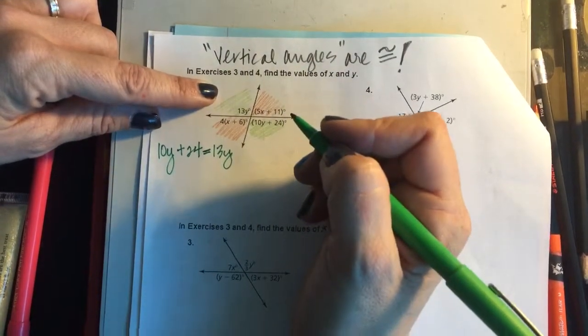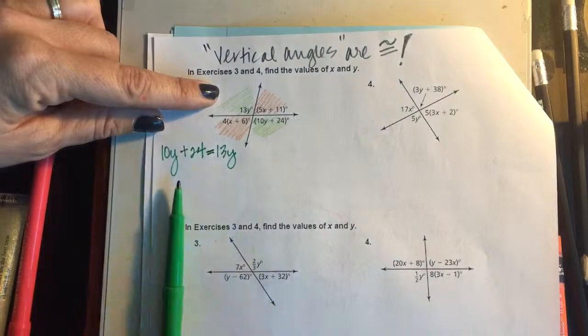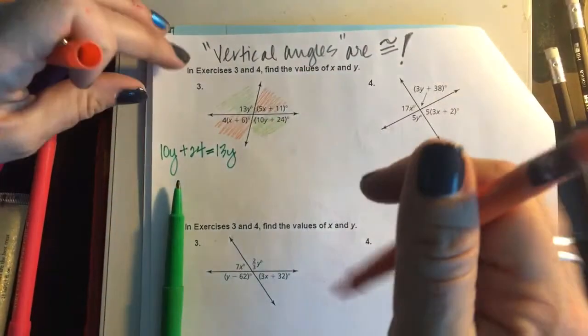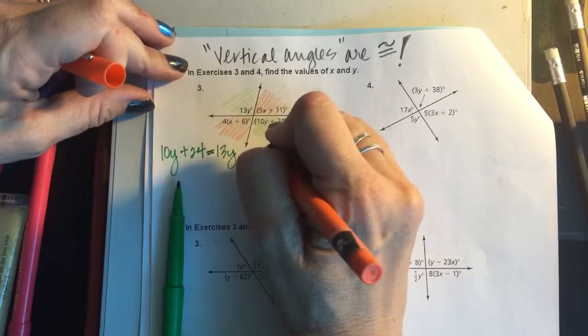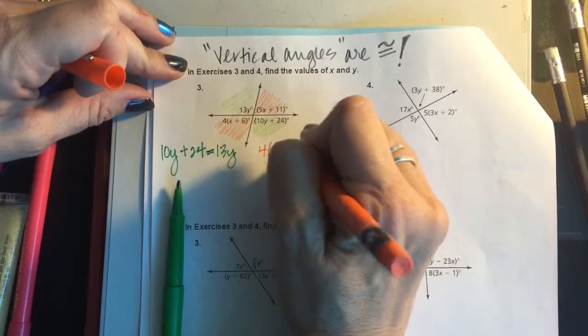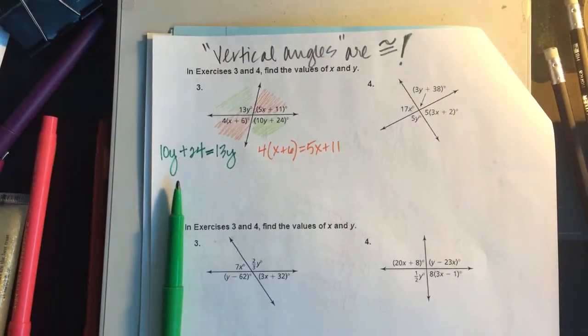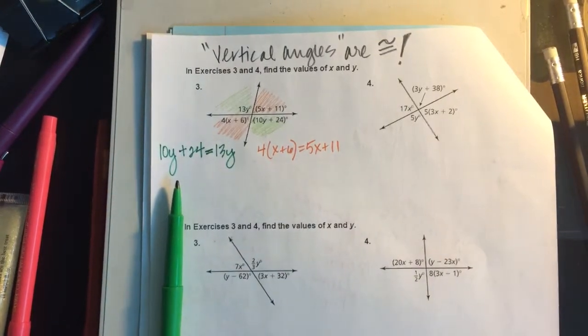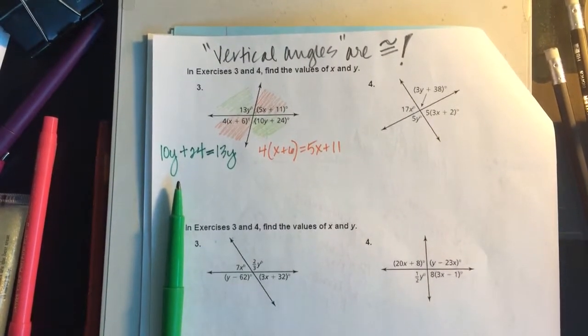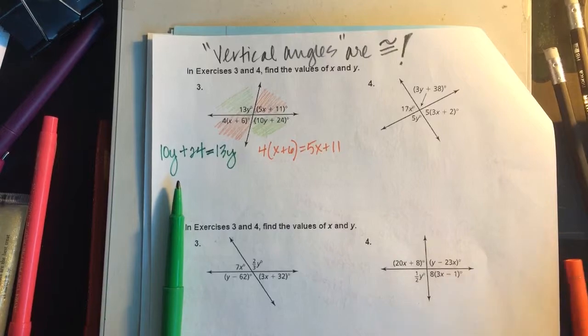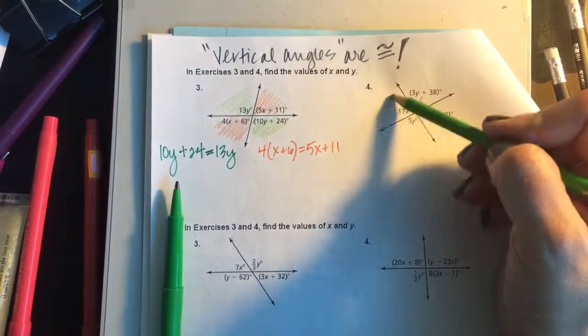So I've got to solve that equation to figure out what y is. And the reality is I've actually got to solve 4 times the quantity x plus 6 equals 5x plus 11 as well. So those are the equations that I'm going to have to solve in order to get the answer to those. I'm going to look ahead at 4. We'll come back and do the math.